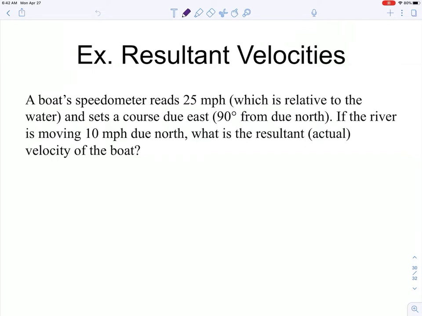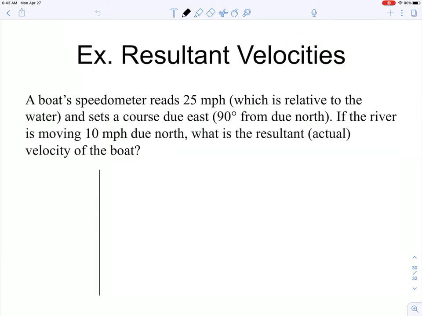Now, because they're driving the boat in a river where the water is moving 10 miles per hour due north, the boat is actually going to be traveling at a speed other than 25 miles per hour. Its speed is going to be affected by the velocity of the water, and its direction is not going to be east. It's going to be slightly off since the water is also moving in a different direction than east.